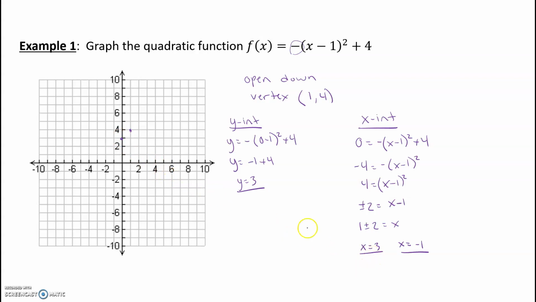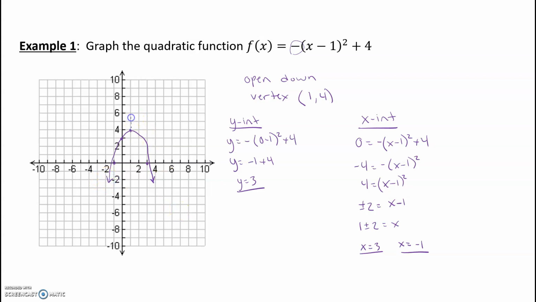And then we're going to cross our x-axis at -1 and 3. You should see some symmetry going on here. Alright, let's go ahead and make our parabola. And I'm terrible at these, so don't judge me.